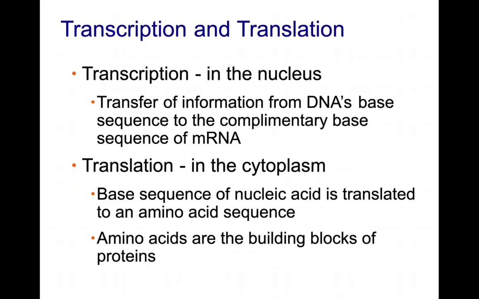So transcription occurs in the nucleus. It's going to transfer the information from the DNA's base sequence to make the complementary base sequence for the mRNA. Translation occurs in the cytoplasm. You have the base sequence of the nucleic acids. It's translating the code to make the amino acids. The amino acids are your building blocks of the proteins.